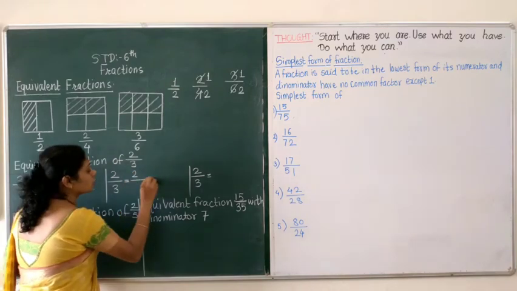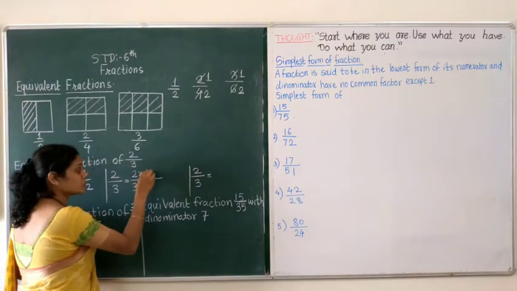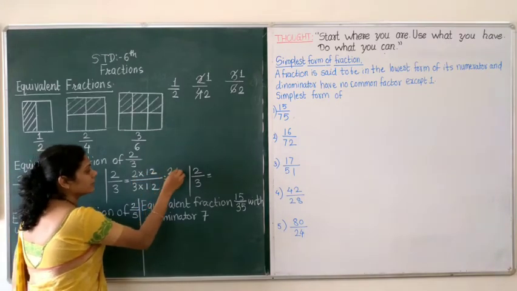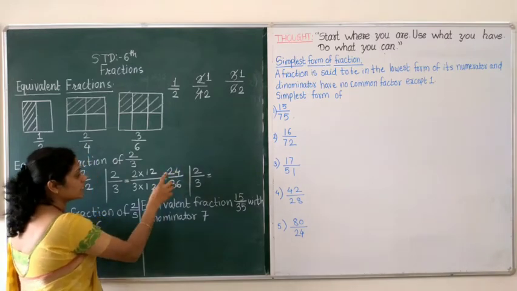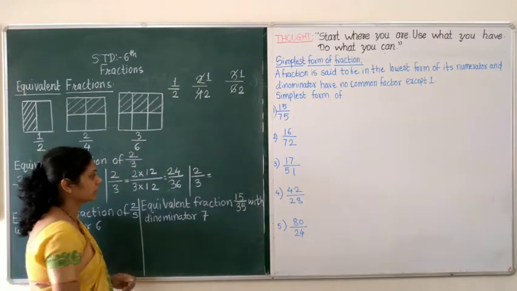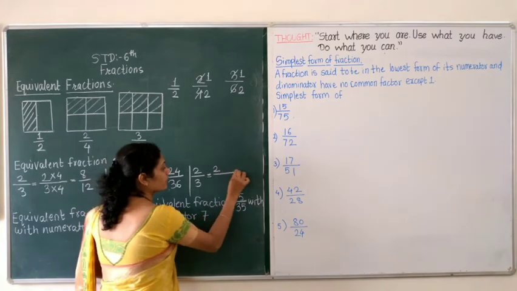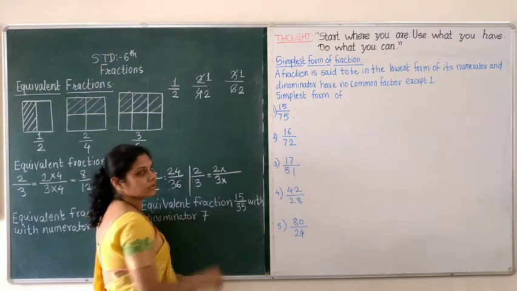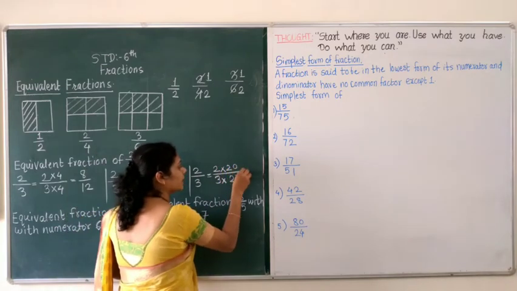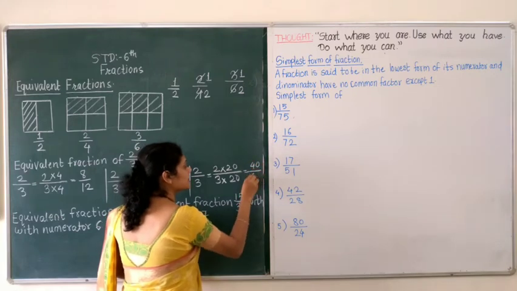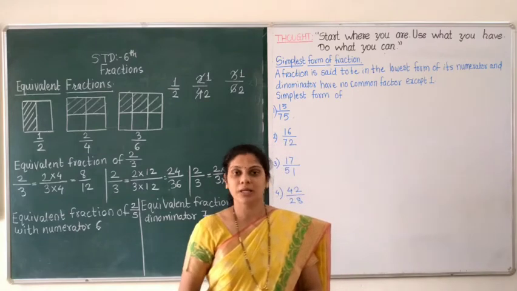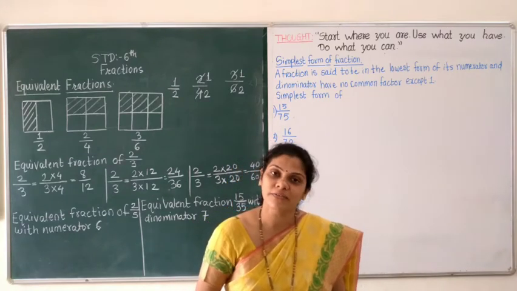Now for 2 upon 3 I can multiply by 12. So you can multiply by any number. 12 2s are 24, 12 3s are 36. So 24 upon 36 is the equivalent fraction of 2 upon 3. Now again for 2 upon 3, I have to multiply by which number? Okay, we will take 20. So 20 2s are 40, 20 3s are 60. So by multiplying with any number, you can find out the equivalent fraction of a given fraction.